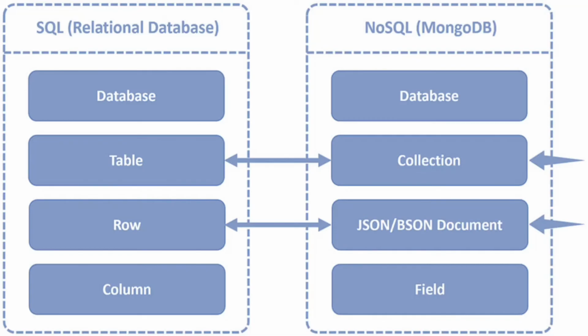Then in the relational model, we have columns that specify what data is placed in each of the rows, whereas in the NoSQL model, we have different fields in the form of key value pairs. So a table consists of a combination of rows and columns, and a collection consists of documents which have different fields.